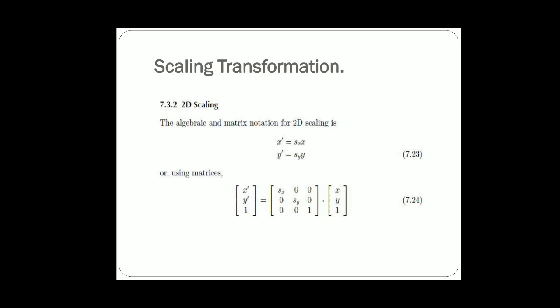The algebraic and matrix notation for 2D scaling is x' = sx * x, y' = sy * y. So these are the two values which are calculated using a 2D scaling transformation. For matrices, it is [x' y' 1] = [sx 0 0; 0 sy 0; 0 0 1] dot, that is multiplied by [x y 1], that is the output of [x' y' 1].